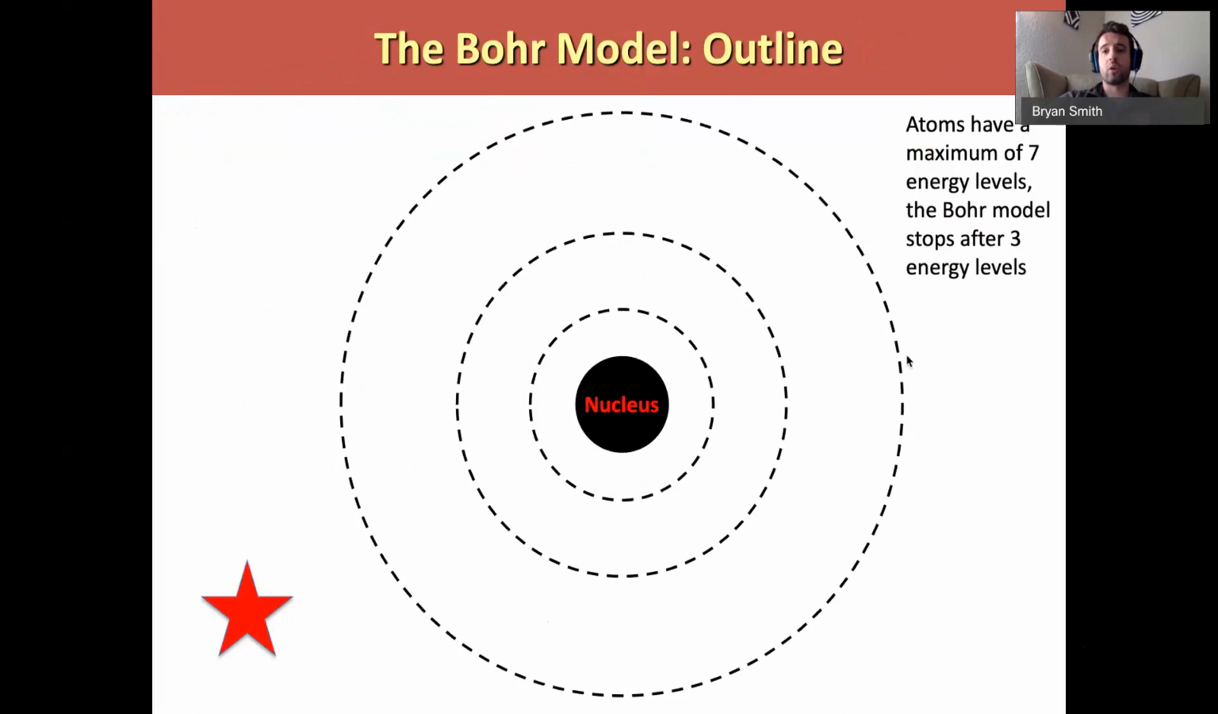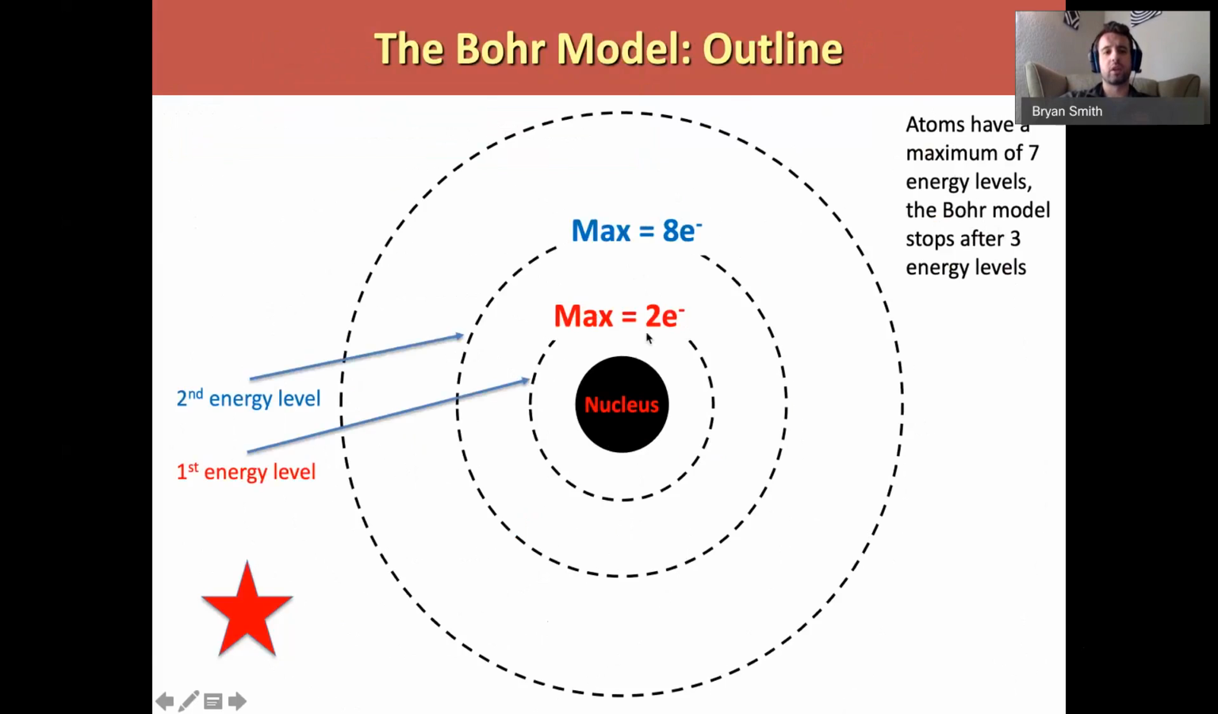Really the Bohr model stops working after the third energy level, so this is what you're going to have to know. The first energy level has a maximum of 2 electrons. I would draw a picture of this in your notes and write this down: max of 2 for the first energy level, the second energy level has a max of 8, and the third energy level also has a maximum of 8. Please write this down in your notes.